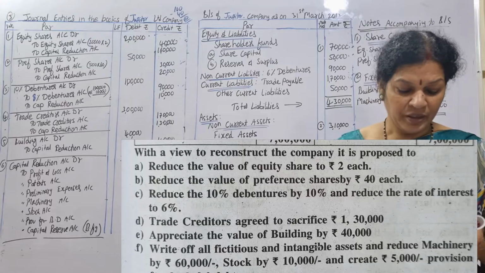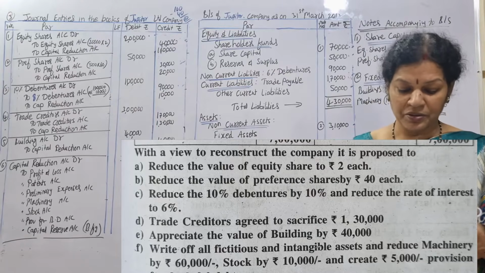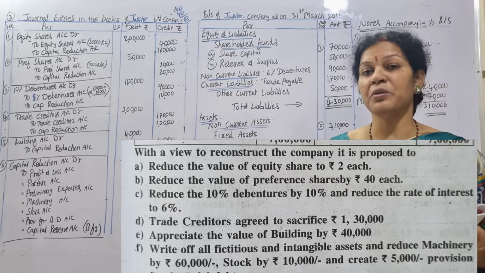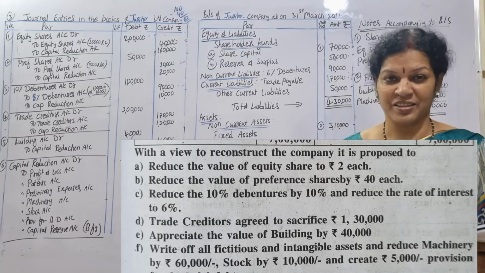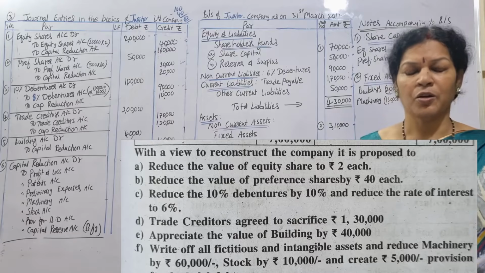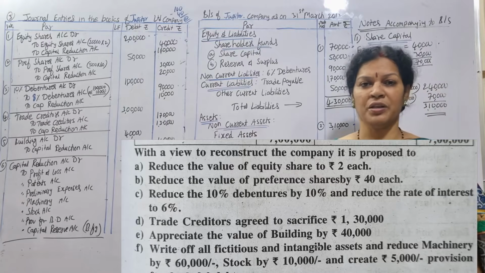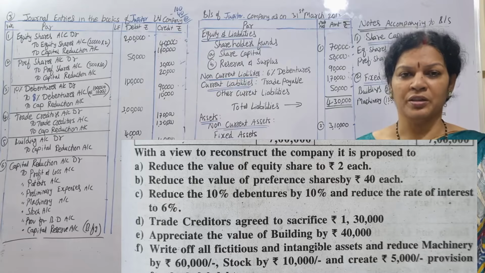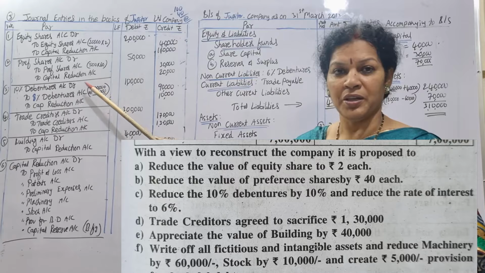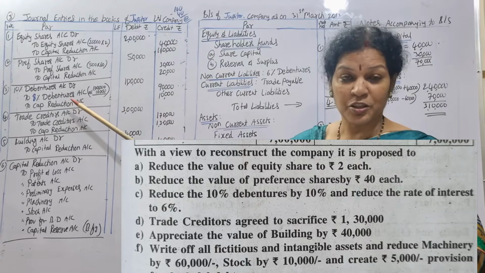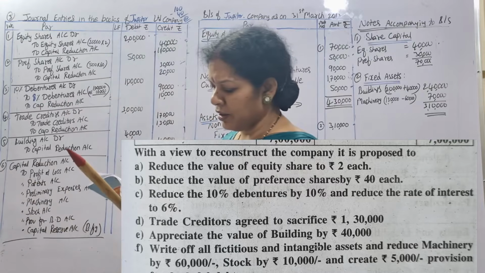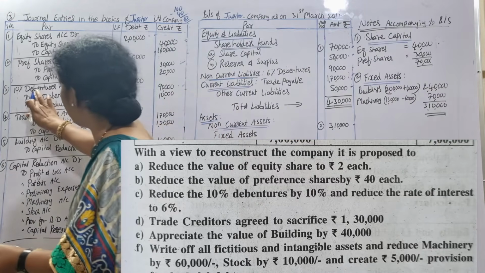Now the third one: reduce the 10% debentures by 10% and reduce the rate of interest to 6%. We want to reduce the debentures by 10%, and the percentage is also decreasing from 10% to 6%. What is the entry for debentures? Debentures account debit to debentures reduction. Here the percentage is given, so we write 10% debentures account debit. The interest rate is 6%, so you write 6%.